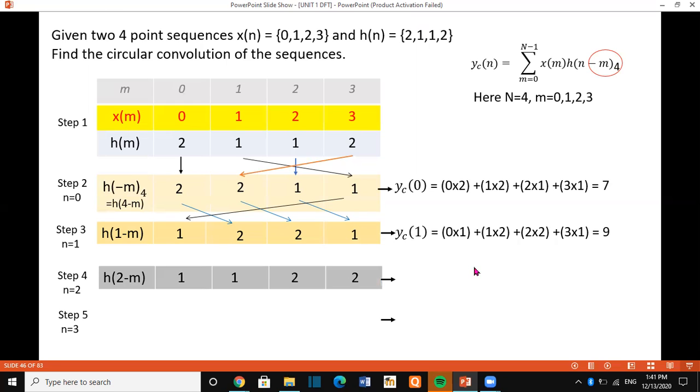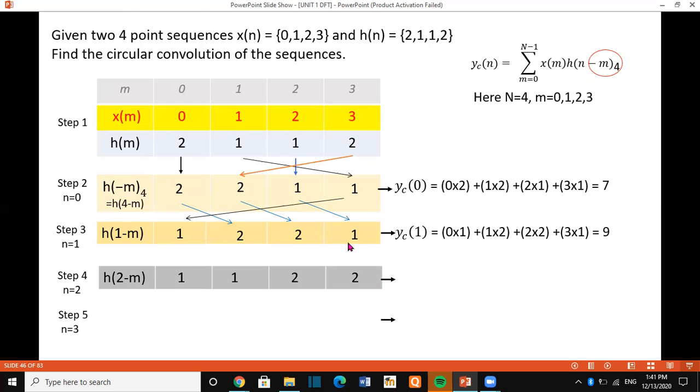Again, we have to find out yc for n equal to 2. And this we'll find out up till 3 because n is equal to 0 to 3. So we'll find out for n equal to 2. So yc of 2 means you will get x of m, h of 2 minus m modulo 4. So again, we already know x of m, we have to just find out h of 2 minus m.